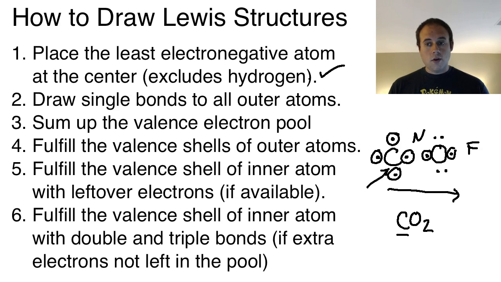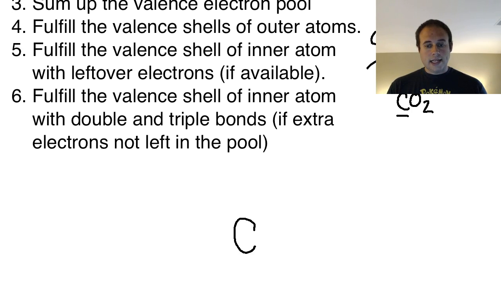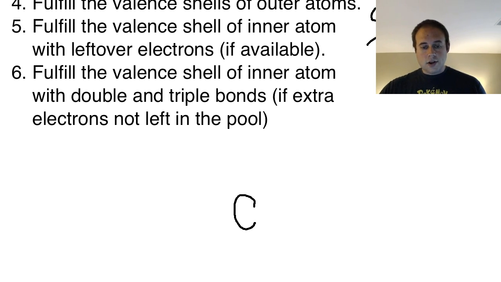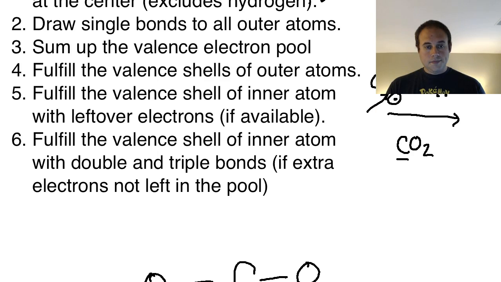So step 2, what do I do now? Draw single bonds to all the outer atoms. All right, that's not hard. So carbon is the center atom. I need a single bond to an oxygen and a single bond to another oxygen. So that should take care of that.